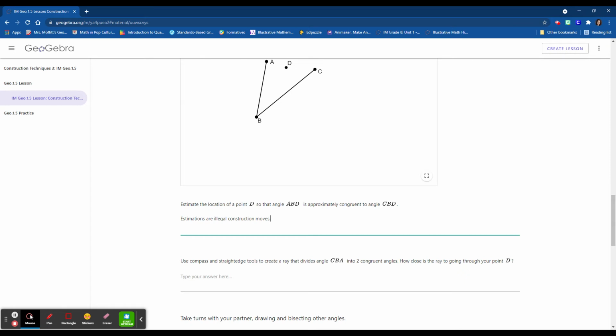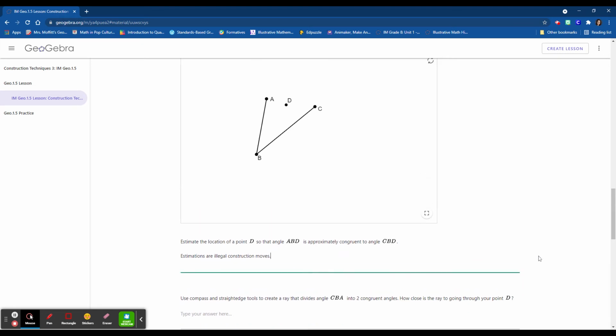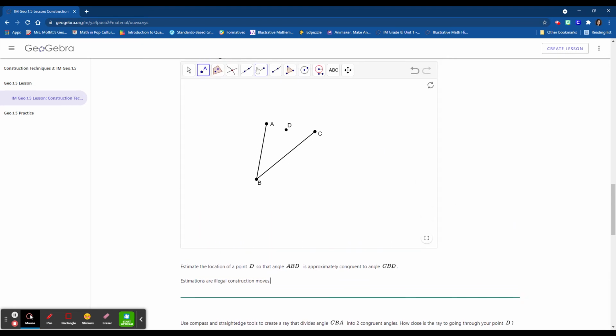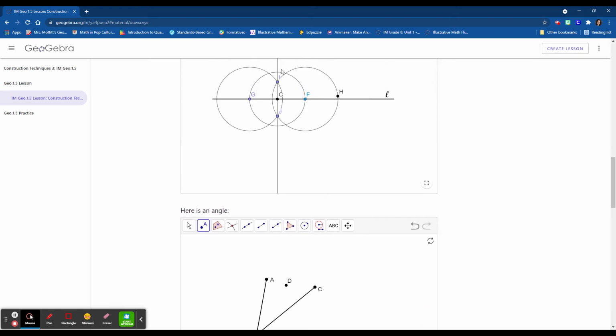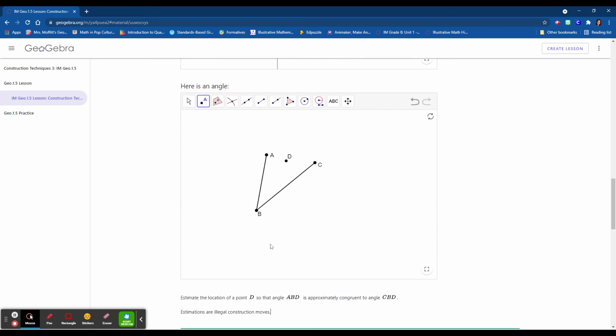Okay, so next task, we're going to use the compass and straight edge tools to create a ray that divides angle CBA into two congruent angles. And then the question that we're going to answer is how close is the ray to going through your point D? Okay, so we're going to start out just like we did up here on the last task. We're going to construct a circle. This time we're going to center it around the vertex of our angle.